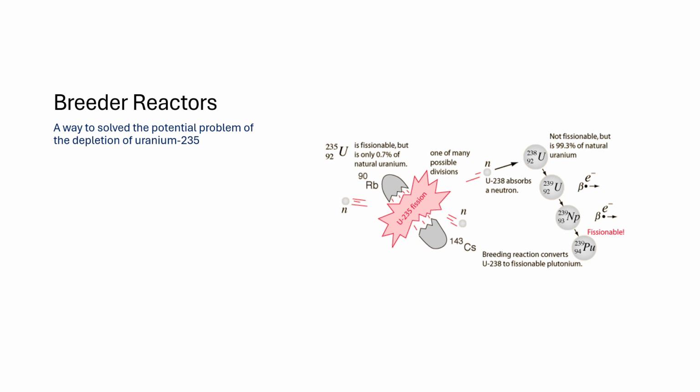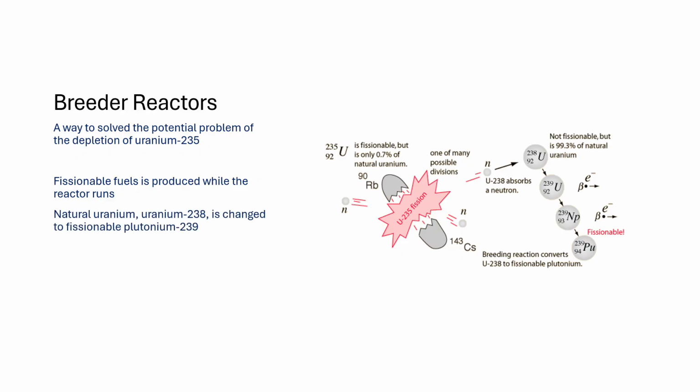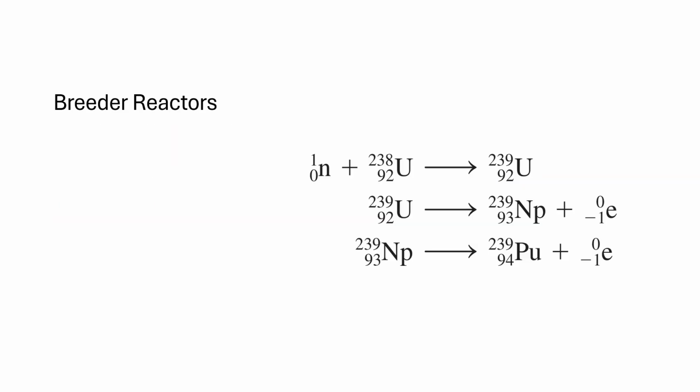Remember, we have something called the decay series. You've seen nuclear reactions that continue to occur. So basically, what you want is a breeder reaction. Fissionable fuels are produced when the reactor runs. Natural uranium 238 is changed to fissionable plutonium 239.